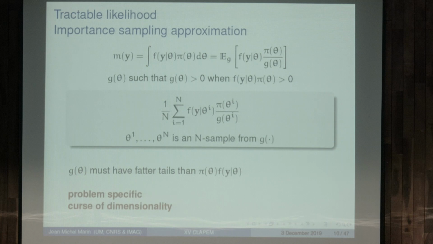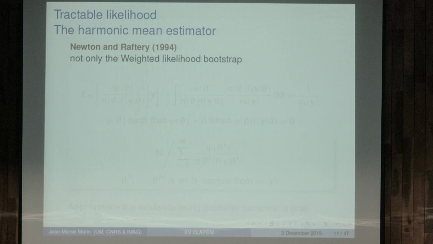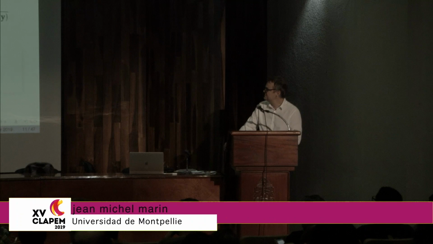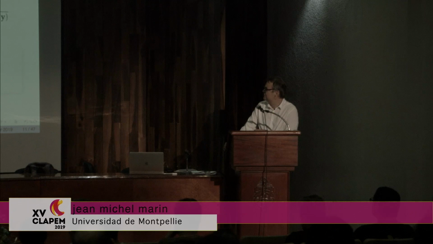In this paper of Newton and Raftery, who Chris talked a lot about this morning, with this very clever method, which is called the weighted likelihood bootstrap, there is not only the weighted likelihood bootstrap, there is also this identity here. Look, you take now an expectation with respect to the posterior distribution. So here is a posterior distribution. If you take the expectation of this, if this is a density here, and with respect to this constraint here, this simplifies, the integral of this density is equal to 1, and this expectation is then equal to 1 over the evidence.